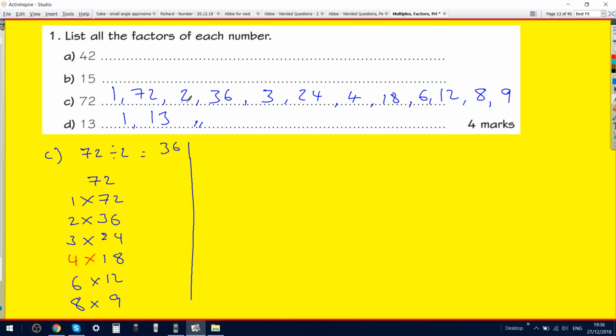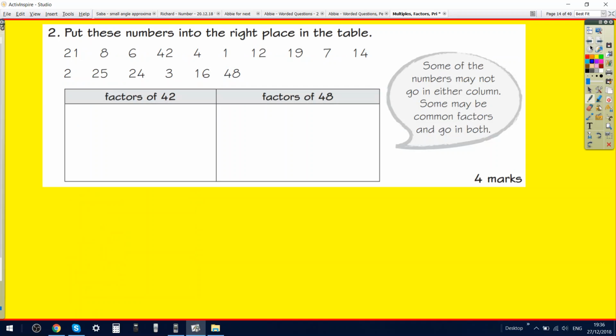Yeah, so well done. So 72, a very tricky one. 13, an easier one, because it's just 1 and 13. 72, lots of factors, and that's how you do it. Do it as a system. So 1, 2, 3, 4, going down like that. Okay.